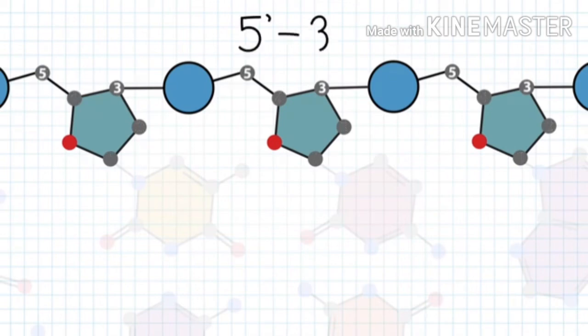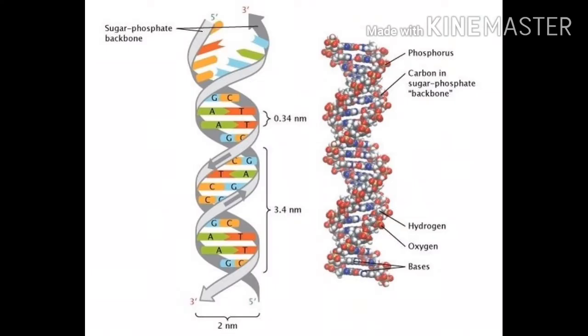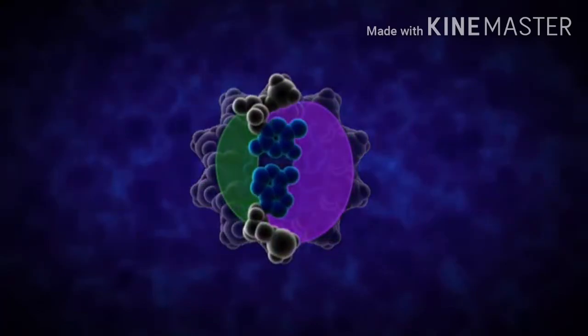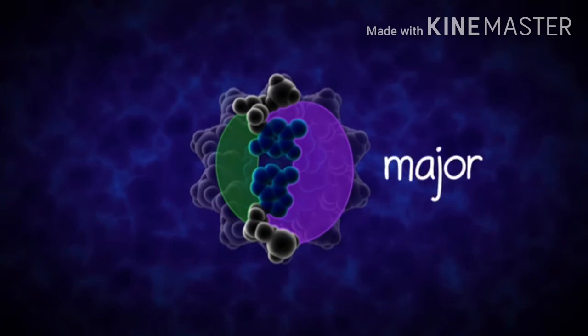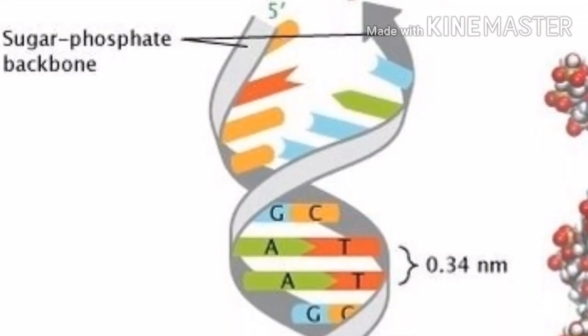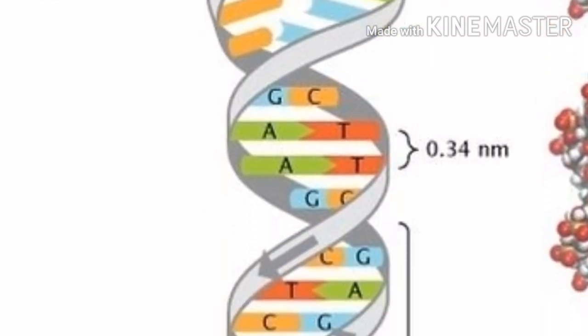So this is the structure of the DNA in which you can see the width of the DNA is 20 Angstrom. A single turn of the helix is 34 Angstrom. The distance between two nitrogenous base pairs is 3.4 Angstrom, and there are two important grooves, that is the major groove and minor groove, as you see in the picture. So friends, this is all about the structure of the DNA.